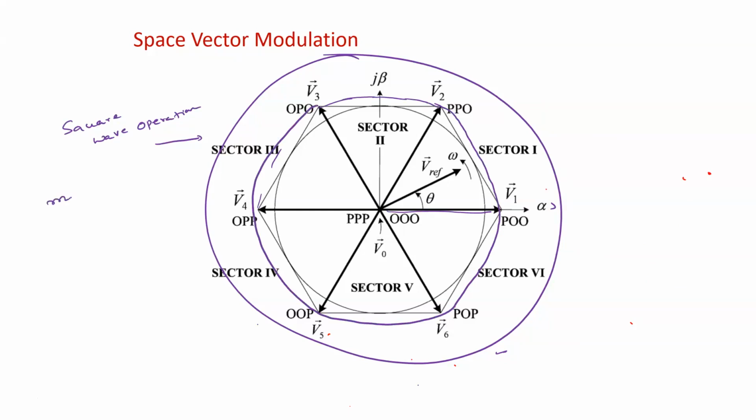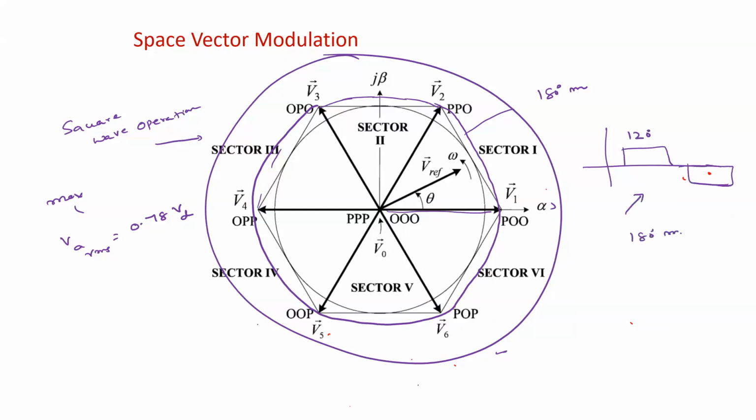What is the maximum RMS value of the line voltage we can obtain? Ultimately, this is obtained from the 180-degree mode of operation. The maximum voltage one can obtain is 0.78 VD. Agree? Here, if it is operating at these edges, each one is 120 degrees, similar to the 180-degree mode of operation. This is the maximum voltage we can obtain from the inverter.